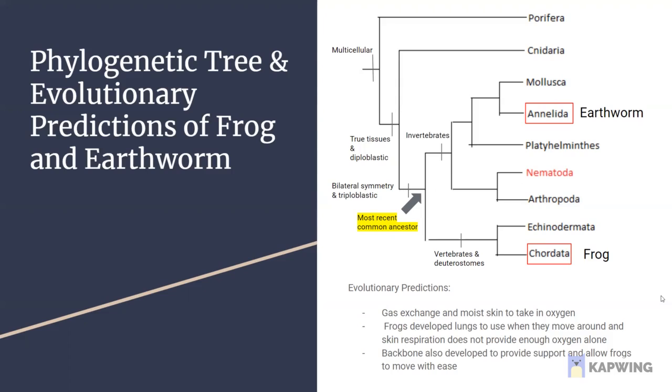And for the evolutionary predictions, frogs and worms came from ancestors who moved onto land from water, which is why they contain specialized functions that help them survive on land. So, for example, they both use gas exchange to take in oxygen and have mucus glands to keep their skin moist on land. Frogs also develop lungs to use when they are active, and skin respiration does not provide enough oxygen alone for them. Frogs also developed a backbone to support their bodies and help them move around more easily on land.